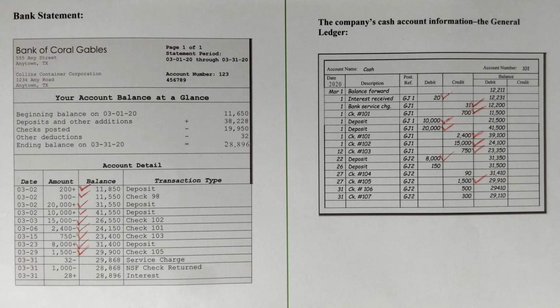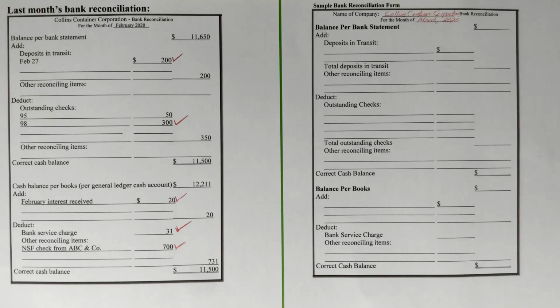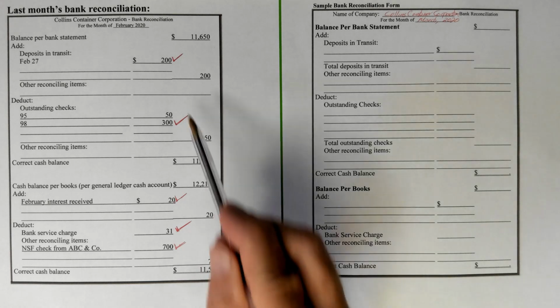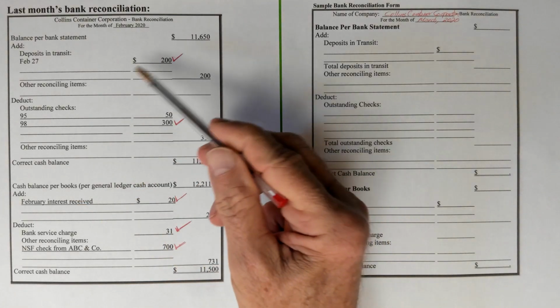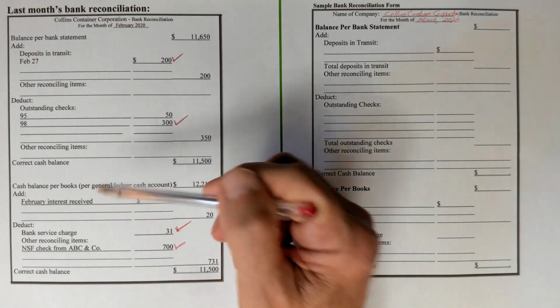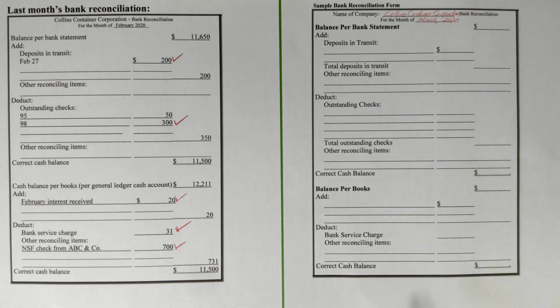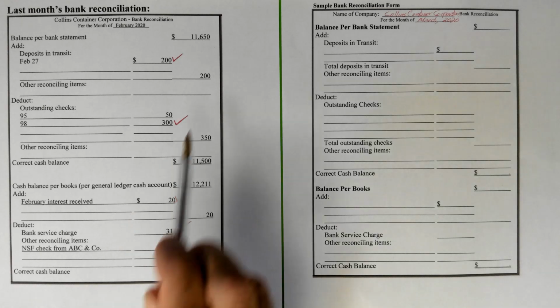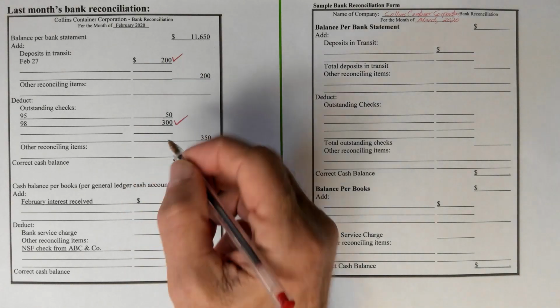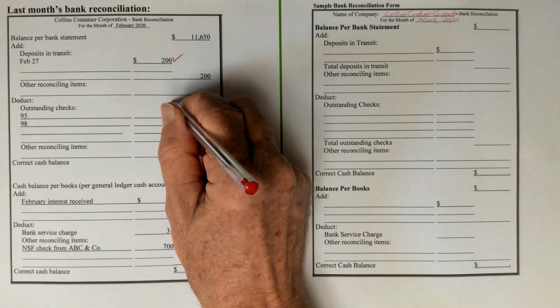So let's go ahead and do that next. So now what we've got is the prior month's bank reconciliation and our new bank reconciliation form. And this is the same form that we showed at the beginning of the video that you may have printed out. So we're going to go ahead and look for reconciling items. So there's one right here, this $50.